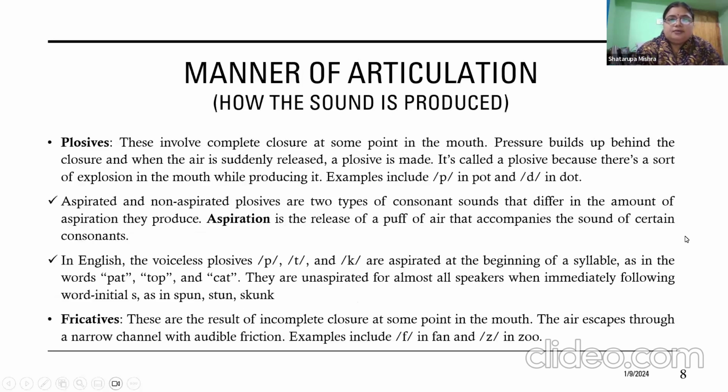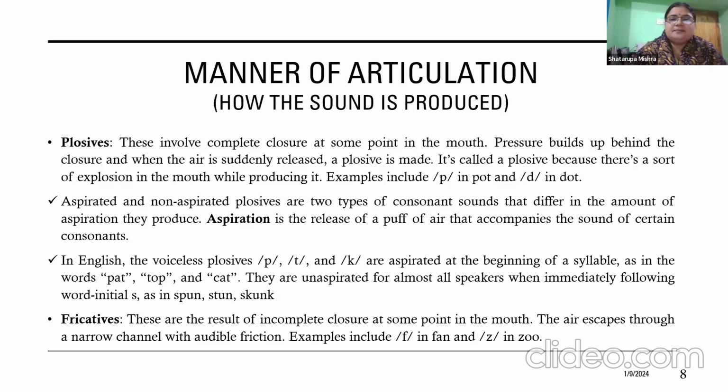Now, we will go to the manner of articulation, how the sound is produced. The first term, plosives. What are plosives? These involve complete closure at some point in the mouth. There is complete closure, pressure builds up behind the closure, and when the air is suddenly released, a plosive is made. So it is called a plosive because there is a sort of explosion in the mouth while producing it.